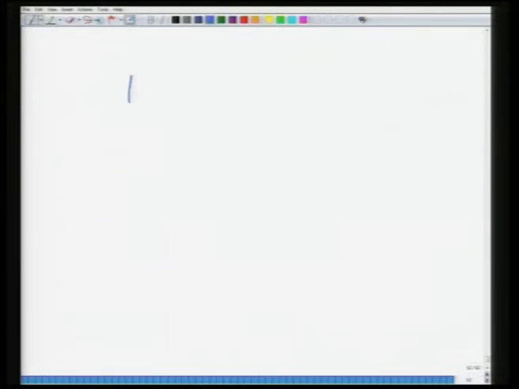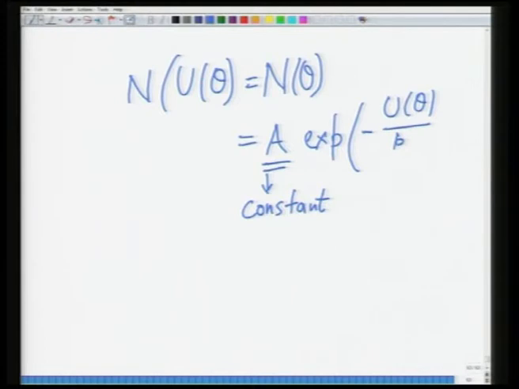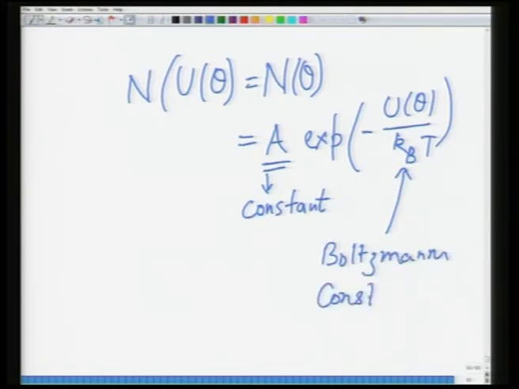Okay. So what n(u theta) would mean, or we can just say n(theta), would be equal to a constant times exponential of minus u theta divided by kBT, where kB is nothing but the Boltzmann constant. Okay, and you can find the value of this constant in any book.